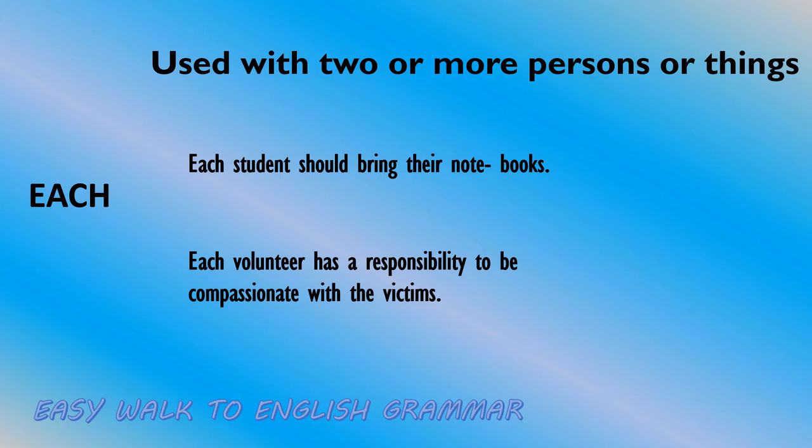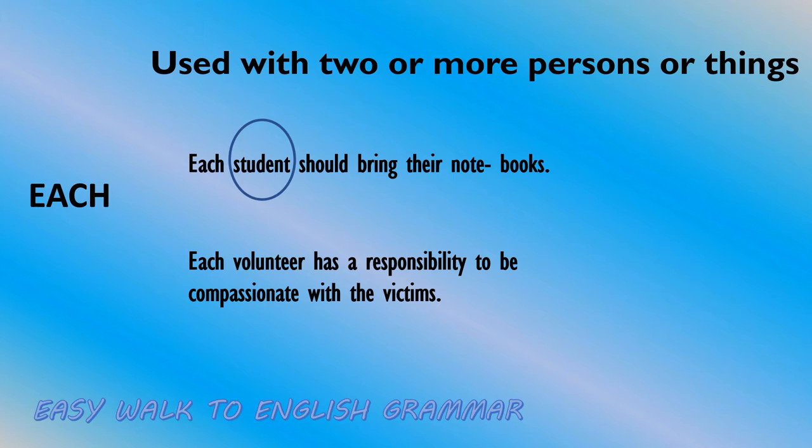We can see here the reference is either to two volunteers or more than two volunteers. That's the use of each as a determiner. To simplify, each is a determiner with which we can introduce two or more than two persons or things in a particular context. What we have to notice while using each: we used the singular form of the noun student along with the determiner each, even though the determiner each refers to at least two or more than two students.